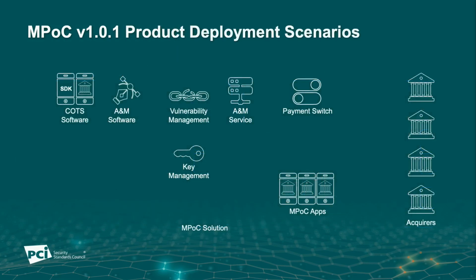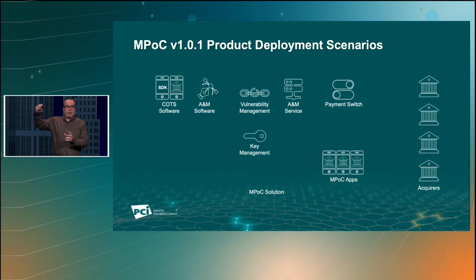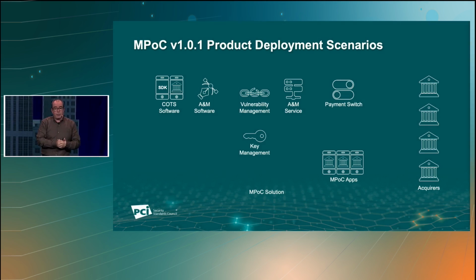So what about product types? In this picture, I've got an overview, high-level items of what is in an MPoC product, or could be in an MPoC product. You've got the software that exists on the COTS device, let's call it COTS software. You have the software that exists in the back-end environment that performs the attestation and monitoring of that COTS environment. Let's call that the attestation and monitoring software.